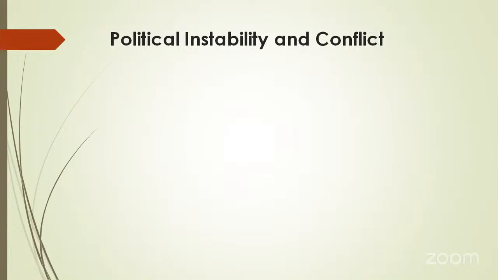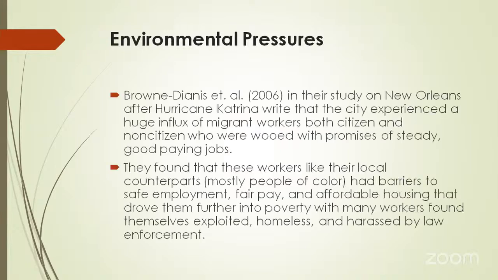Okay. So then there is political instability and conflict, environmental pressures, of course. And the new thing is the environmental pressures. For example, a case study in New Orleans after Hurricane Katrina. The city experienced a huge influx of migrants, both citizens and non-citizens, wooed with the promise of steady paying jobs. Barriers to safe employment, fair pay, and affordable housing pushed them further into poverty.